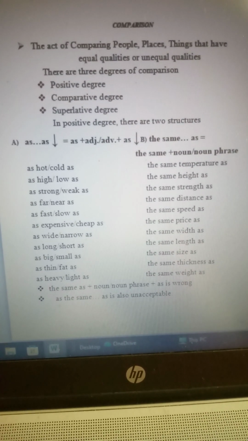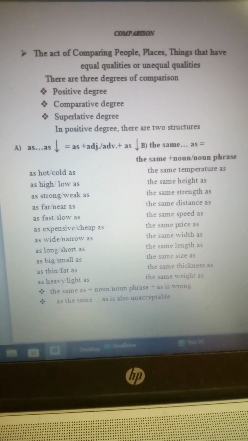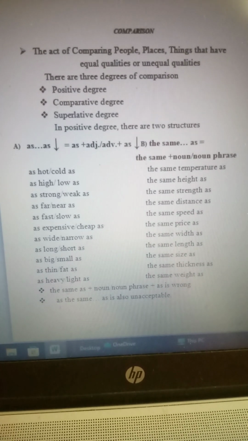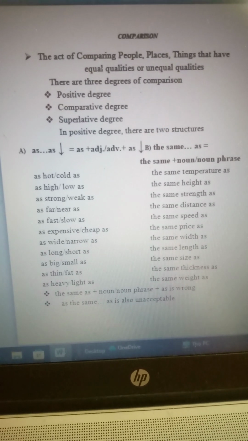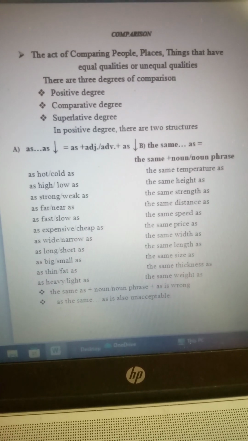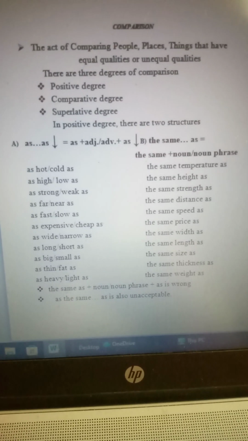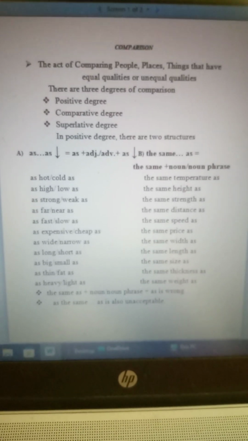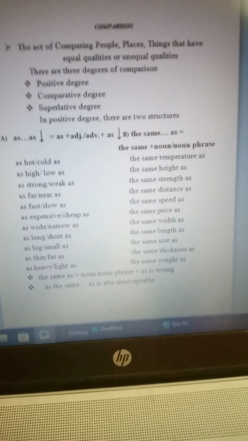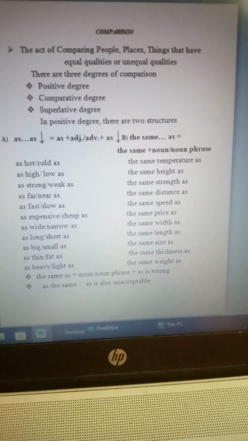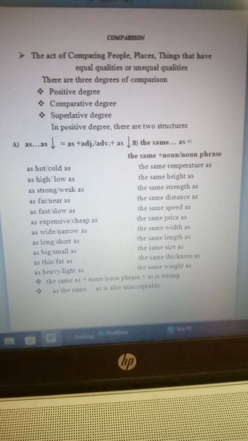In comparison, there are 3 degrees: the positive degree, normally called the first degree, the comparative degree, called the second degree, and the superlative degree, which is called the highest degree of comparison, or the third degree. Later on, we'll discuss all the 3 degrees, their structures, and example sentences in the 14th video or session.